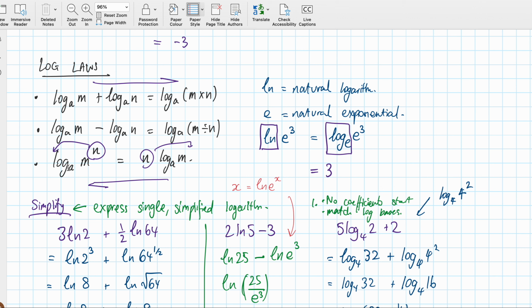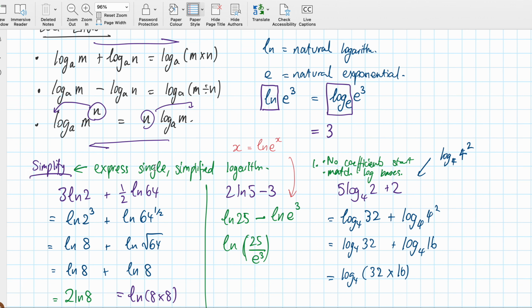And the last one is log base a of m to the n. The n can become the coefficient of this same thing. So you can think of the n going to the front, or the coefficient becoming a power instead. This is what logs do really well: they bring a power down and make it a coefficient, so we can solve for them.